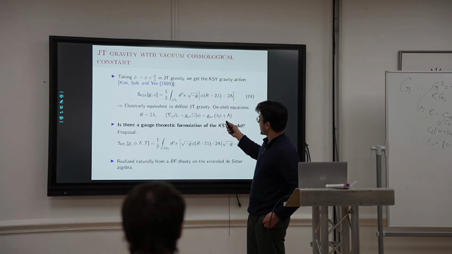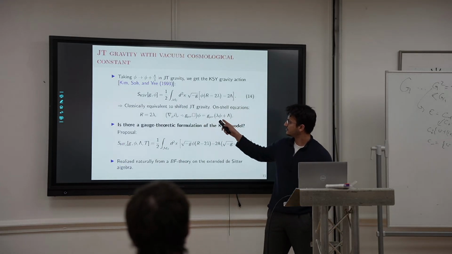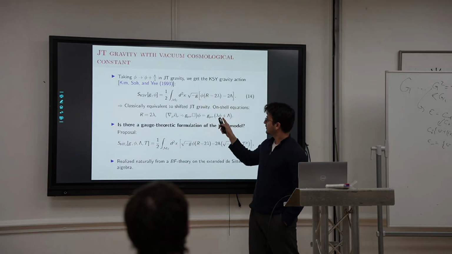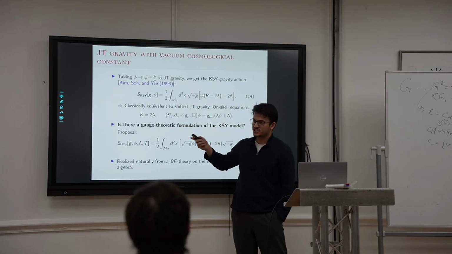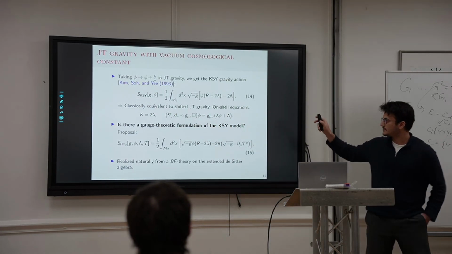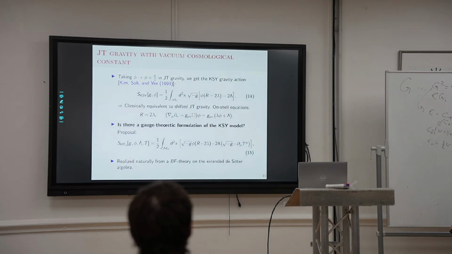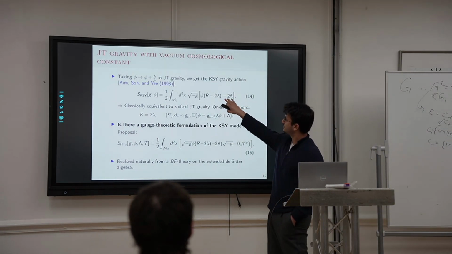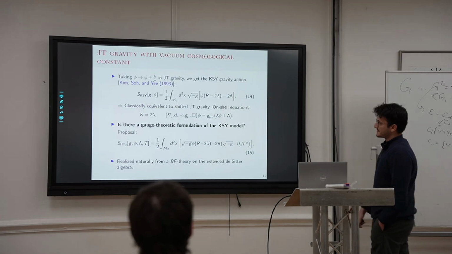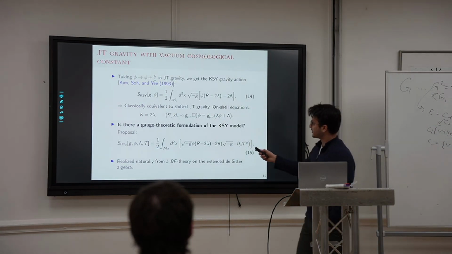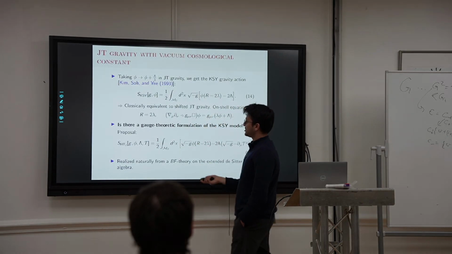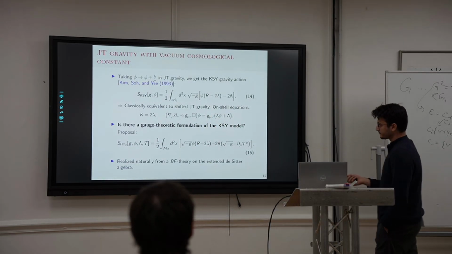And if you look on shell, it's just a shifted JT. Like I can redefine my phi like that, because lambda is a constant, and this lambda is also a constant. So this entire expression is just JT gravity. But I wrote it down like this explicitly because this is what we're going to take as a BF theory. How does this arise as a BF formulation? So the question is, how do we get the gauge-theoretic formulation of this model?